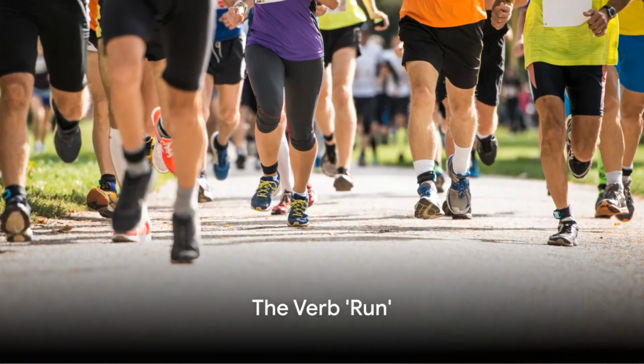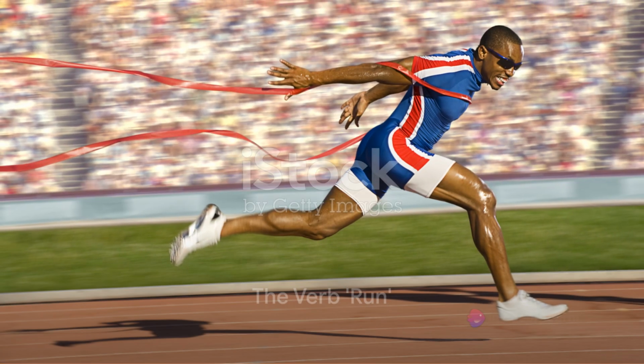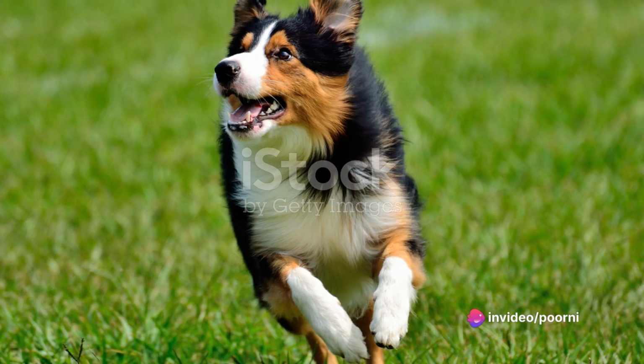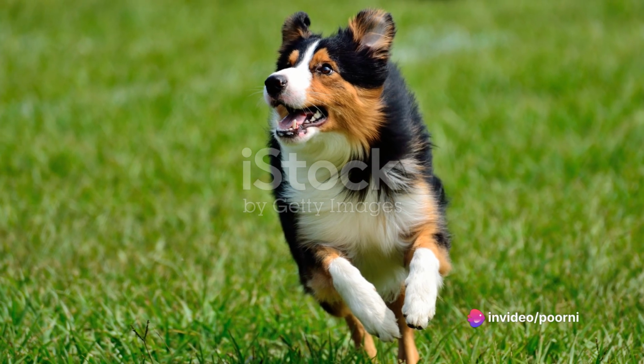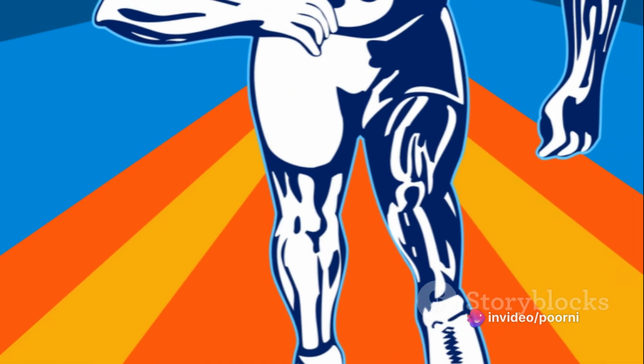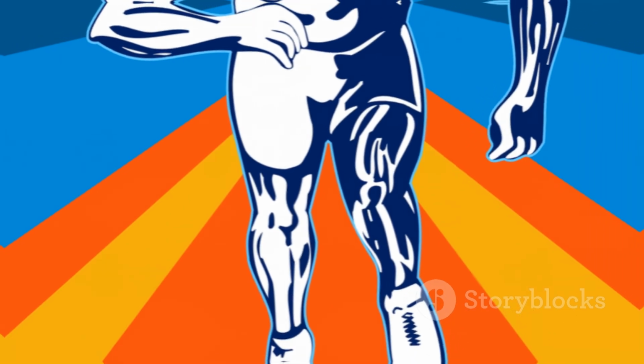Diving right in, consider the verb run. It's an action word that describes a type of movement. It's as simple as saying, "The dog runs in the park." This verb gives energy to the sentence. It tells us what the dog is doing.